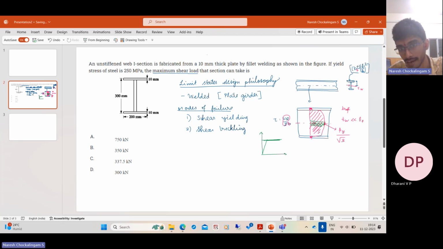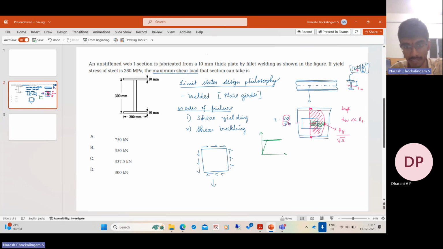Now the stresses may be so low that the yield stress under shear may not actually be achieved. But if you consider a panel of the web, it is subjected to shear forces. We can neglect the bending forces close to the neutral axis, but it is subjected to shear forces like this. And this is the shear flow in the web.